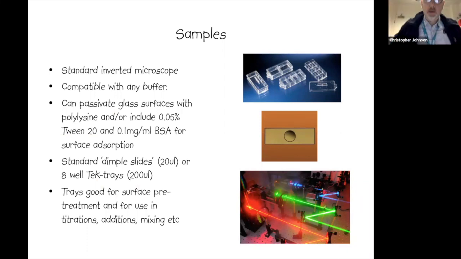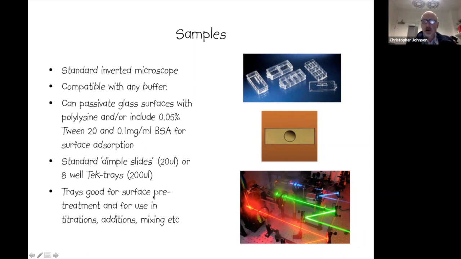How do you put a sample onto this instrument? Well, there are many ways. It's based around a standard inverted microscope, so it's compatible with pretty well any buffer. And we can use a variety of sample holders. The ones that we've used in the past tend to be these Tek trays, which have eight positions and take about 200 microliters of sample. We can also use standard dimple slides. These take about 20 microliters.